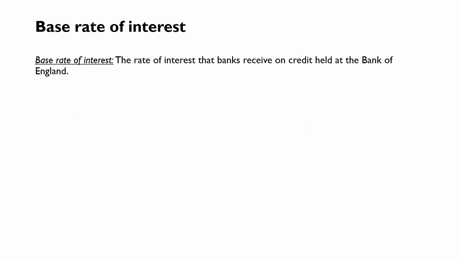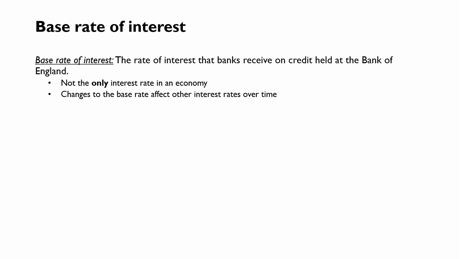The rate of interest that banks receive on the credit they hold at the Bank of England. That's a really important definition, because often in economics we just talk about the interest rate, but there isn't one interest rate. If you were to go and borrow from a payday loan company, a really short-term loan, the interest rate you pay might be 30-40%. If you go and save your money in a deposit account, you're probably going to receive 0% at the moment. There's lots of different interest rates in the economy, but they're all influenced by this base rate of interest.